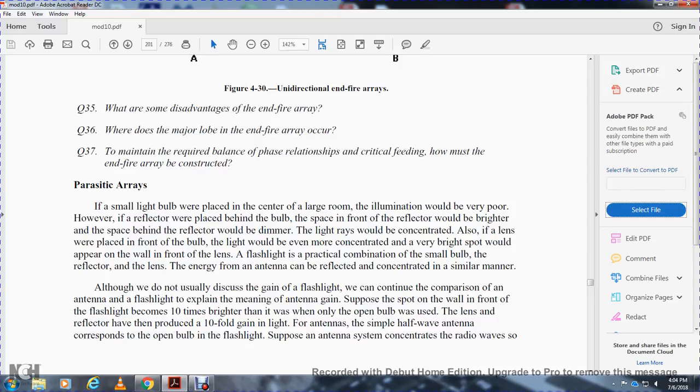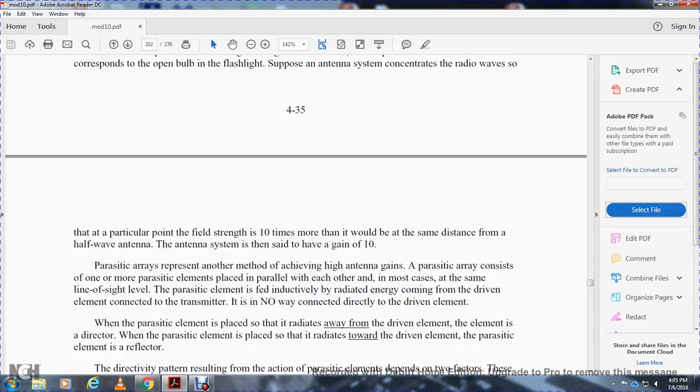With a particular combination of the small bulb, the reflector and the lens, the energy of the antenna can be reflected and concentrated in a similar manner, although we do not usually get gain with a flashlight. To continue the comparison, the aim of the antenna flashlight expands the meaning of antenna gain. If the spot on the wall in front of the flashlight becomes 10 times brighter than when it was only the open bulb, then the lens with the reflector produces a 10-fold gain in light. Suppose an antenna system concentrates the radio wave so that at a particular point the field strength is 10 times more than would be the case at the same distance from a halfway antenna; the system should have a gain of 10.